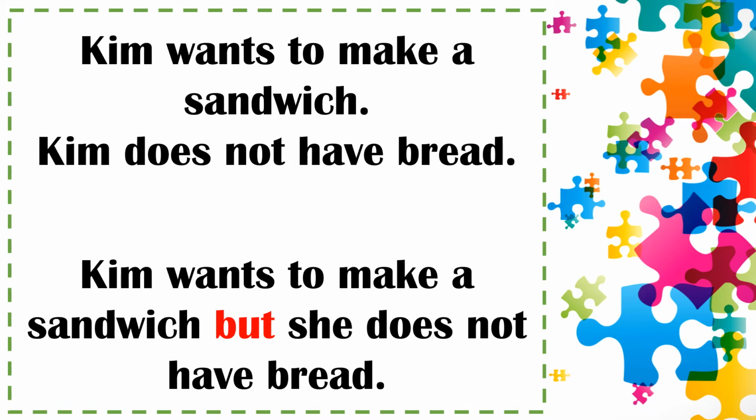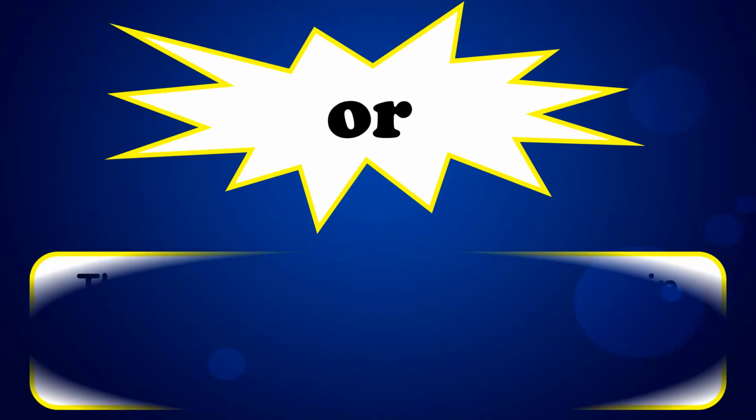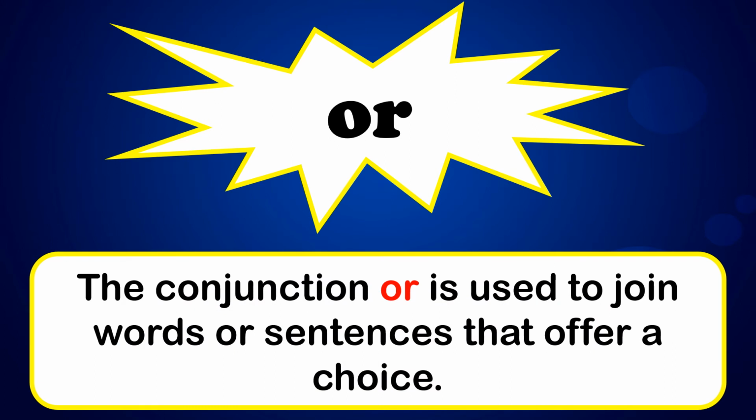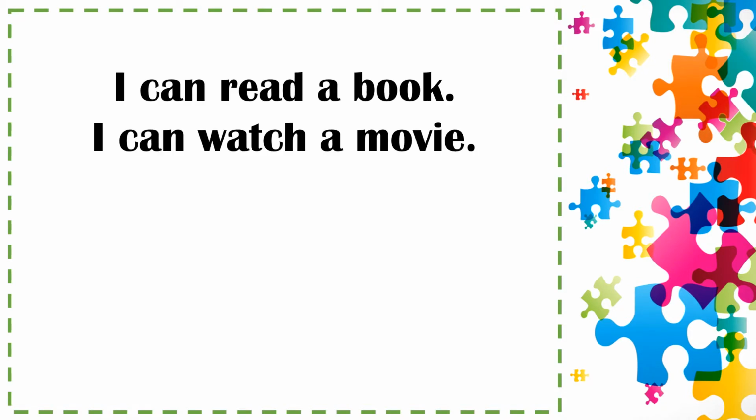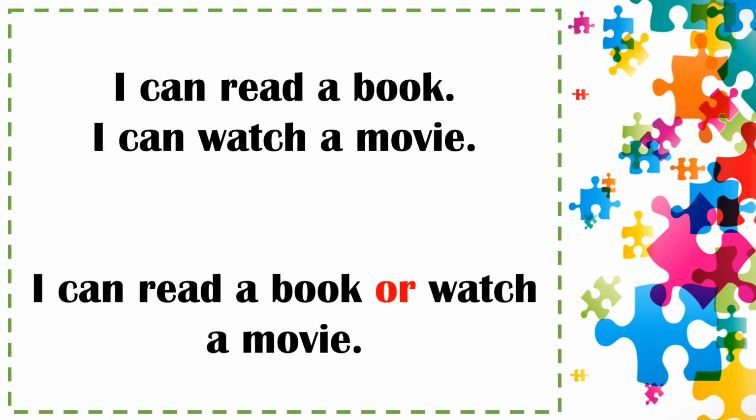Now let's move to the next conjunction, that is or. The conjunction or is used to join words or sentences that offer a choice. For example, I can read a book. I can watch a movie. Now here I have an option between reading a book and watching a movie. So if I have to join these two sentences, then I will use the conjunction or and rewrite the sentence as I can read a book or watch a movie.